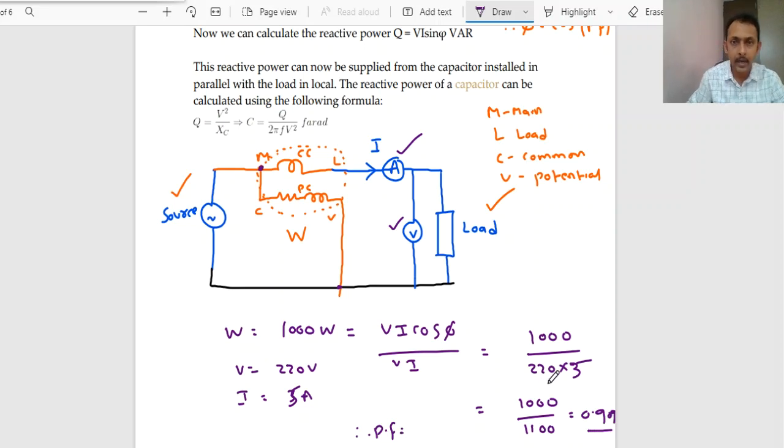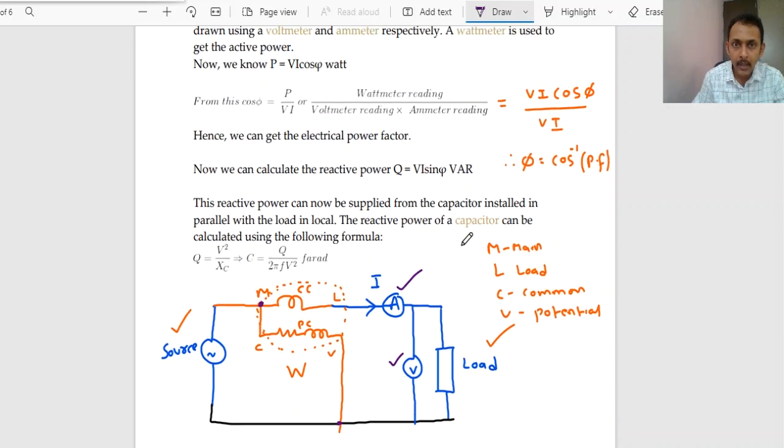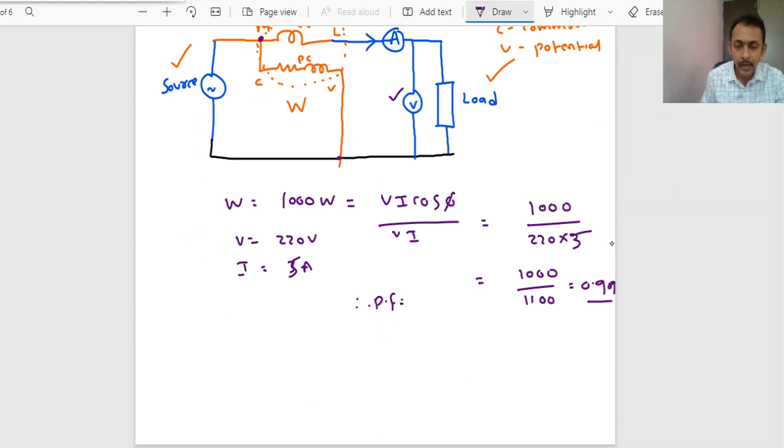Like that we can calculate the power factor depending upon the wattmeter reading and the voltmeter and ammeter readings. The wattmeter always gives you the VI cos phi value, with the help of the voltmeter you will measure the voltage, and with the help of the ammeter you will measure the current, and VI cos phi divided by VI will give us the power factor. So this is how we can measure the power factor.